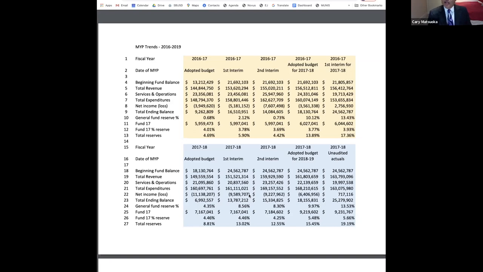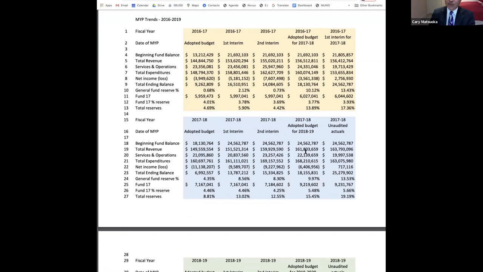And then, still working on a given year, we adopt the budget for the next year. Now you're starting to look backwards in time. And then finally, first interim, you've closed the books for the prior year. I have been showing this, I call it the multi-year projection trends, to you. We show them about twice a year. So this is, I call it, the movie of now 4 budget years, because I've been with you for 4 years.